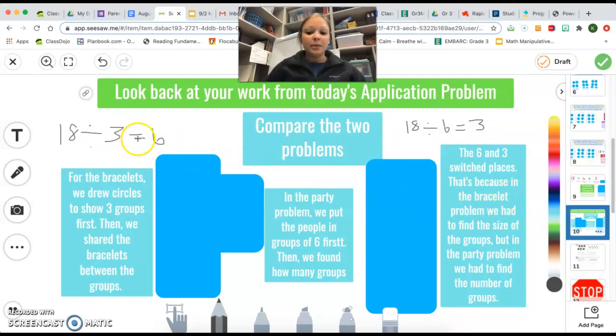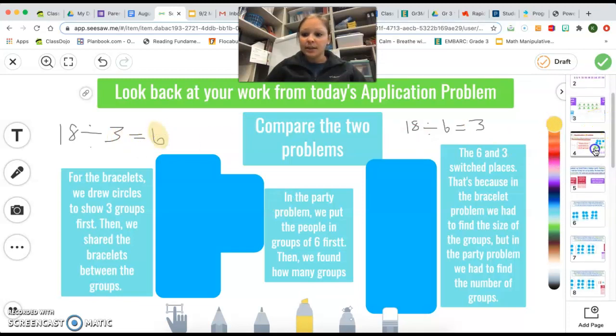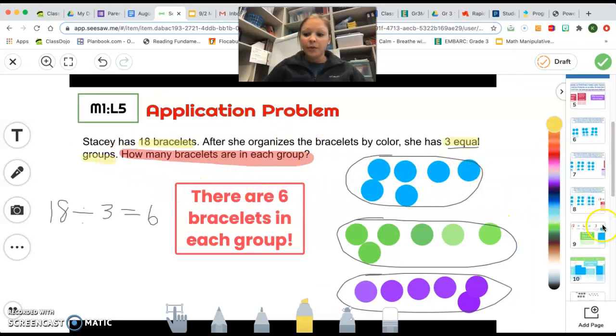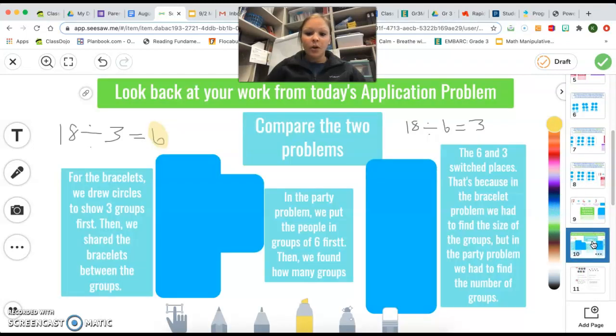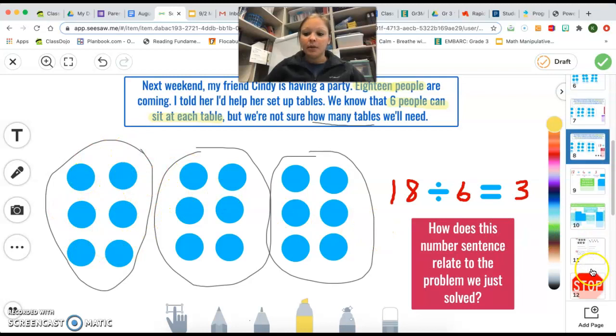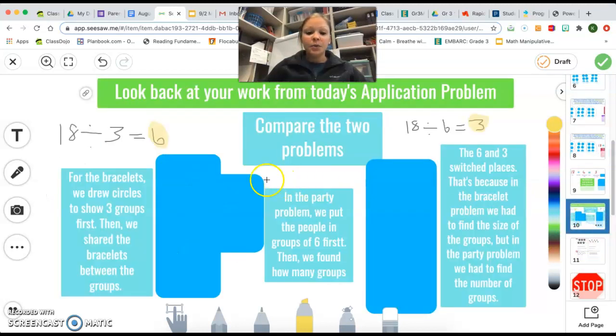That's because in the bracelet problem, we tried to find out the size of the groups. We didn't know the size of the groups, which was 6. That's what we were solving for, how many were in each group. But for the party problem, we were solving for how many groups there were, which was 3. We knew that there were 6 people at each table. We just didn't know how many tables to set up. So that is the difference between those 2 problems. We were solving for 2 different things.